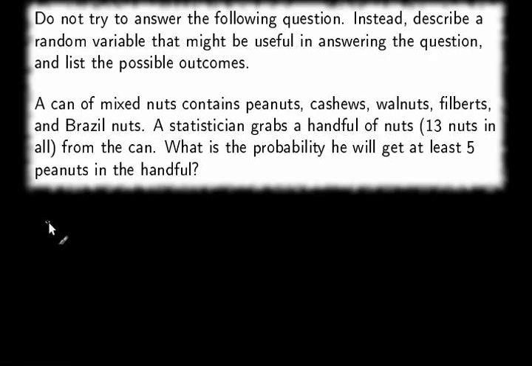We're not going to try to answer the question, but we are going to write down a random variable x that might be useful in answering the question. Now, x, being a random variable, is going to describe the possible outcomes of the experiment. So, when a statistician grabs a handful of nuts, it's not the 13, it's not the number of nuts that he grabs that is of interest or is the outcome of the experiment. Instead, it is whether or not he gets 5 peanuts in his handful.